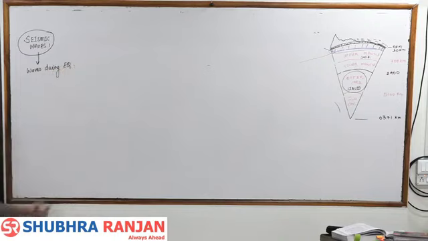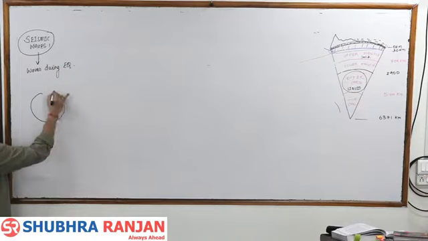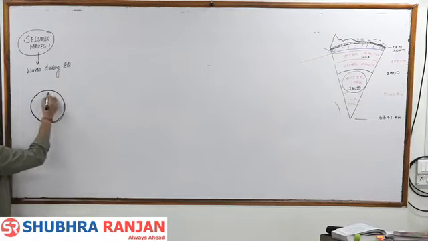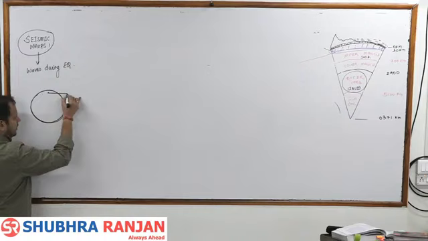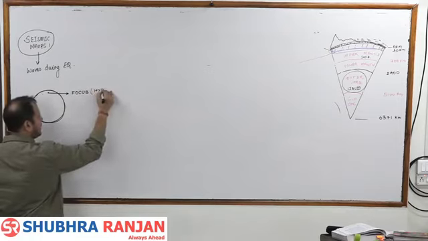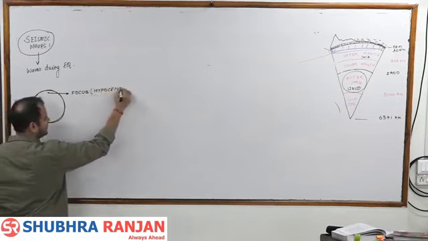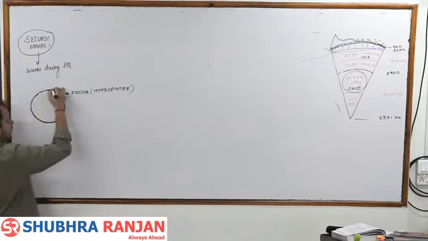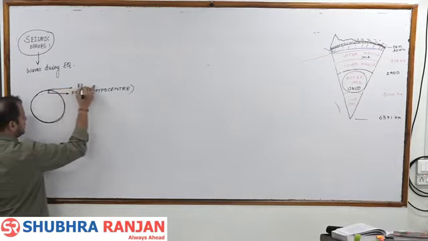Where does the earthquake originate? Earthquake always originates inside the earth or on the surface of the earth. The point where the earthquake originates is known as the focus or hypocenter. Hypocenter or focus is always deep inside the earth. And the point nearest to the hypocenter on the surface of the earth is known as the epicenter.